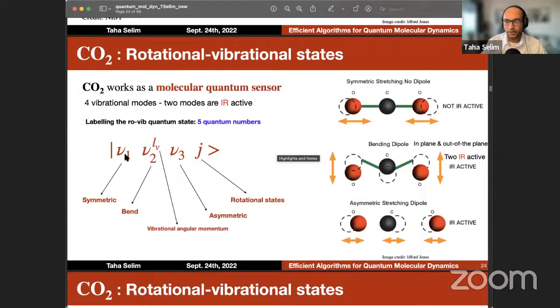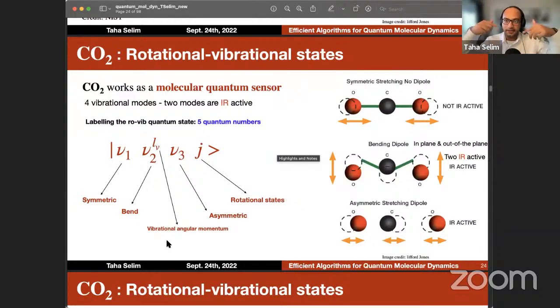The first quantum number, nu1, represents the excitation of the symmetric stretch that we have seen. The second quantum number, nu2, represents the bend mode, the vibrational energy in the bend. So if nu2 equals 0, it means that it is the vibrational ground state. If nu2 equals 1, it means it is the first excited state. L represents what is called the vibrational angular momentum.